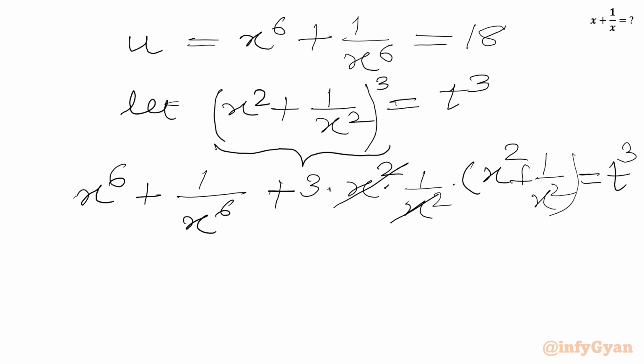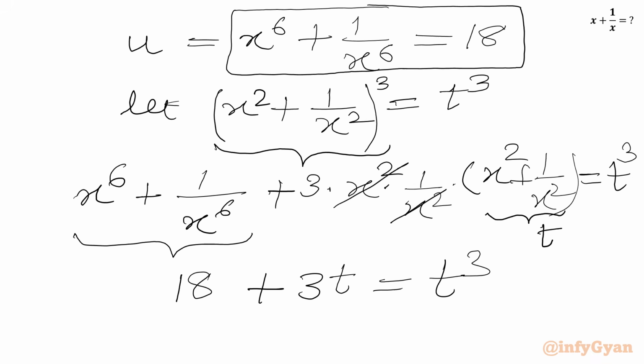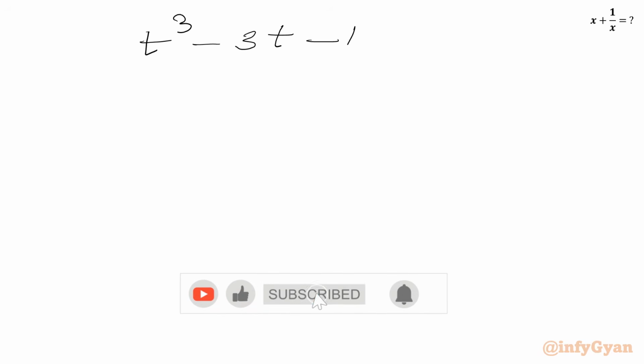Now x square and x square will cancel from numerator and denominator, and here we can write this is our substitution t. X power 6 plus 1 over x power 6, this is 18. So I can write 18 plus 3t equal to t cube. Let's take all the terms to one side. So we will get t cube minus 3t minus 18 equal to 0.